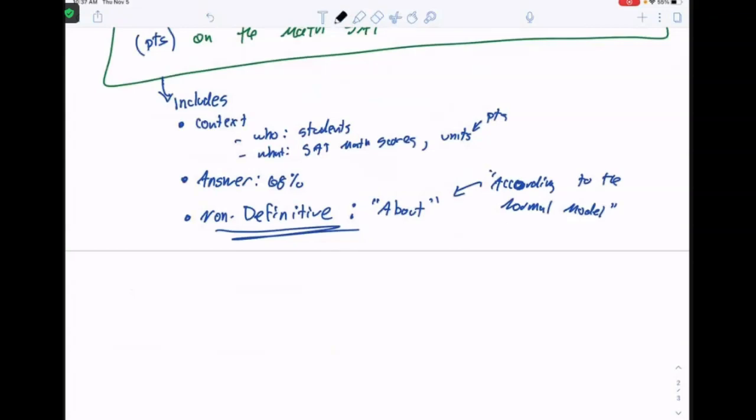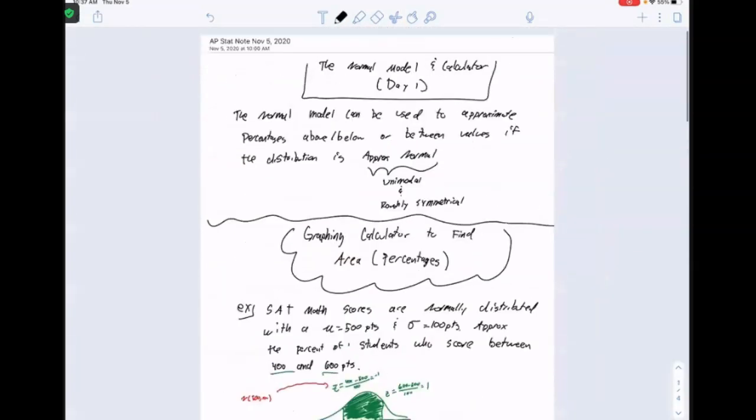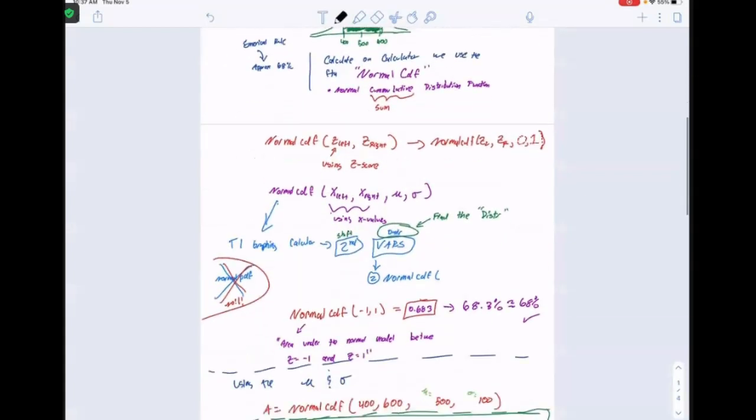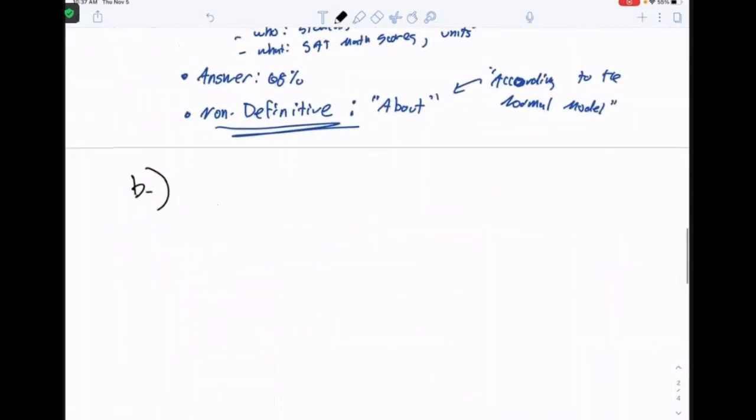Let's continue on. Let's do another one. Let's do a part B. Okay, so let's actually make this top one. Same question. This is A, 405, 600 points. And B, what percentage score higher than 600 points? Okay, now we're getting a little bit trickier.